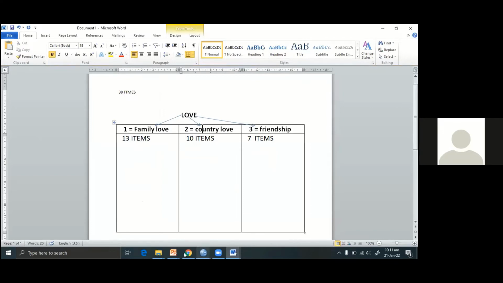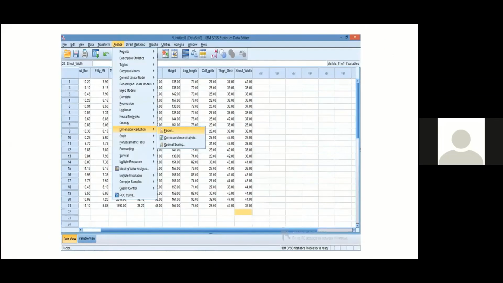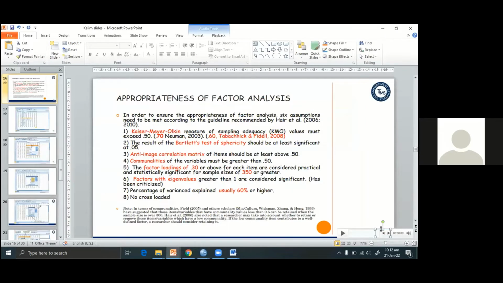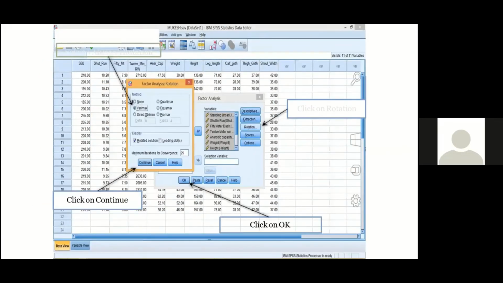However, when we do it in SPSS, it has many steps to conclude like this. You can see there are almost 7-8 issues based on which we are supposed to decide how many factors we have, and there are some other specific concepts. These 8 issues are the Kaiser-Meyer-Olkin measure of sampling adequacy, then Bartlett's test of sphericity, anti-image correlation, communalities, factor loadings, eigenvalues, and percentage of variance explained. So these are the steps here.